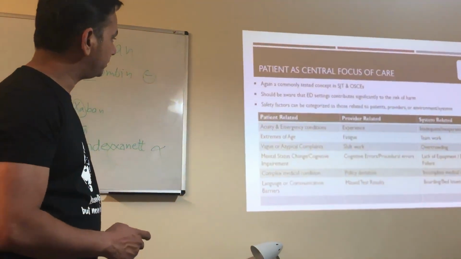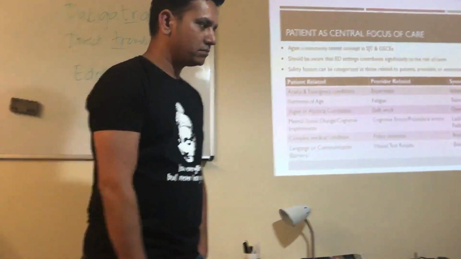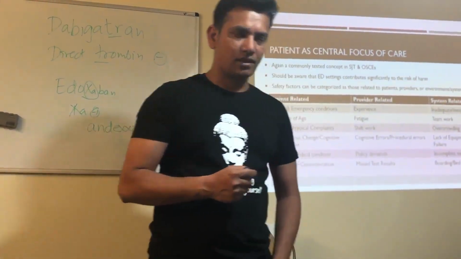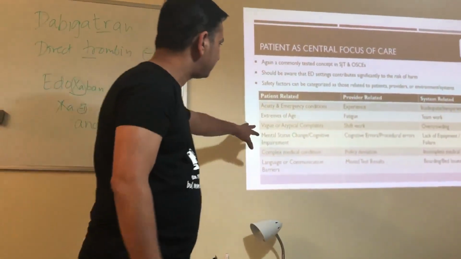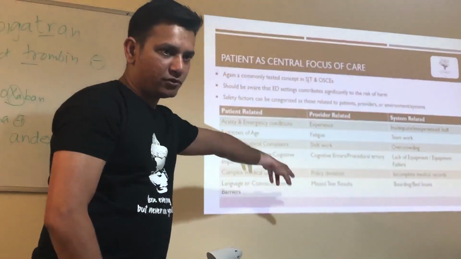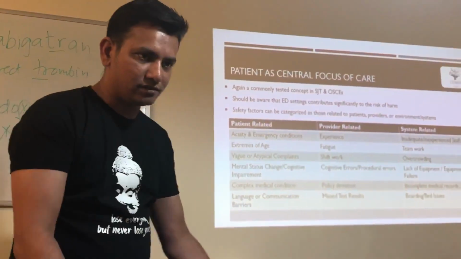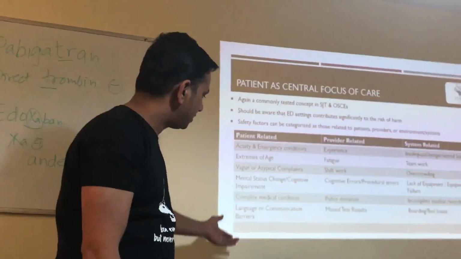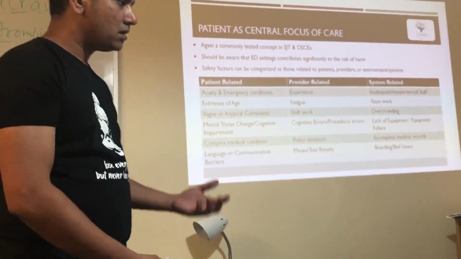Again, clinical reasoning is patient as central focus of care and patient safety issues. When can a patient be unsafe? Patient can be unsafe because of system factors, provider factors and patient factors. Patient is really unwell, extremes of age, mental state change, complex condition, language barrier. These are patient factors. Patient can be unsafe if there is a language barrier.